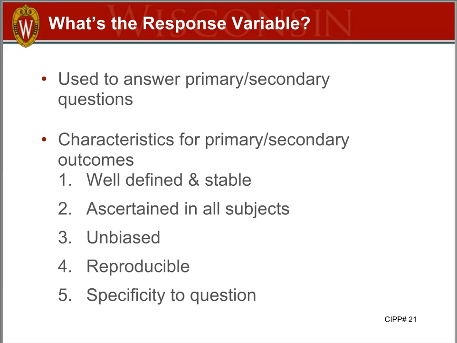We also want to be sure that we can measure this outcome in all patients. If there are problems that some patients can't get measured because the measurement technique is too complicated or takes too much time, we may wind up with a bias. We for sure want to make sure that the outcome measurement, the response variable, in itself is an unbiased assessment, and that it can be reproduced. If we measure the patient on 2 consecutive occasions, we would expect to get the same answer. And finally, we want to make sure that the outcome is specific to the question that's being asked. Sometimes outcomes are very good outcomes, but they're sensitive to all kinds of things, not just the question we're trying to test.